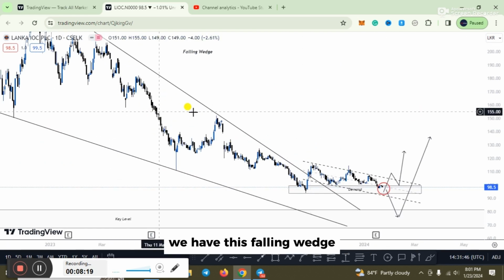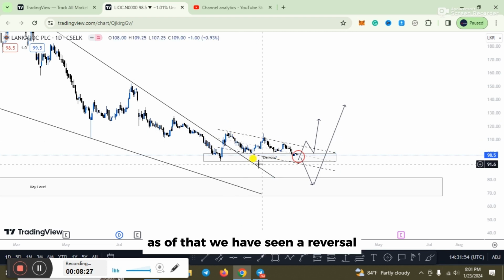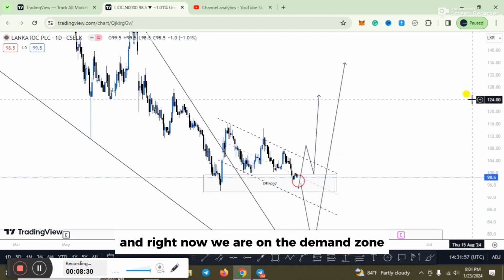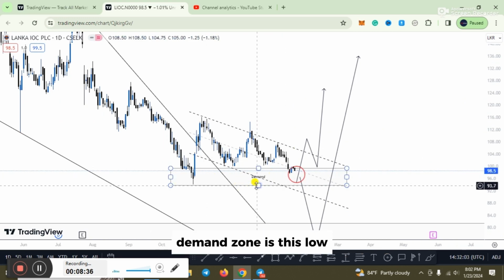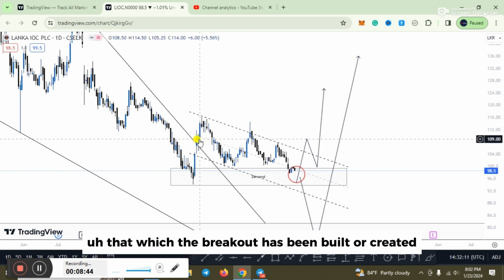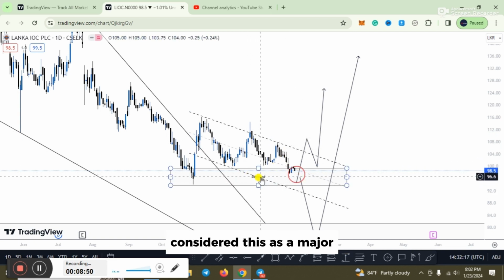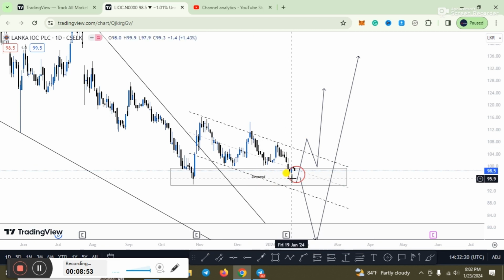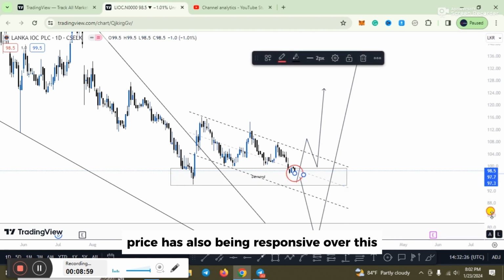We have this falling wedge and also the bullish breakout, but still we have not enough volume on the market. As of that, we have seen a reversal, and right now we are on the demand zone. The reason why I picked this demand zone is this low, because this low was the price from which the breakout was built. So we have considered this as a major demand zone on the daily time frame, since we see that the current market price has also been responsive over this demand zone.